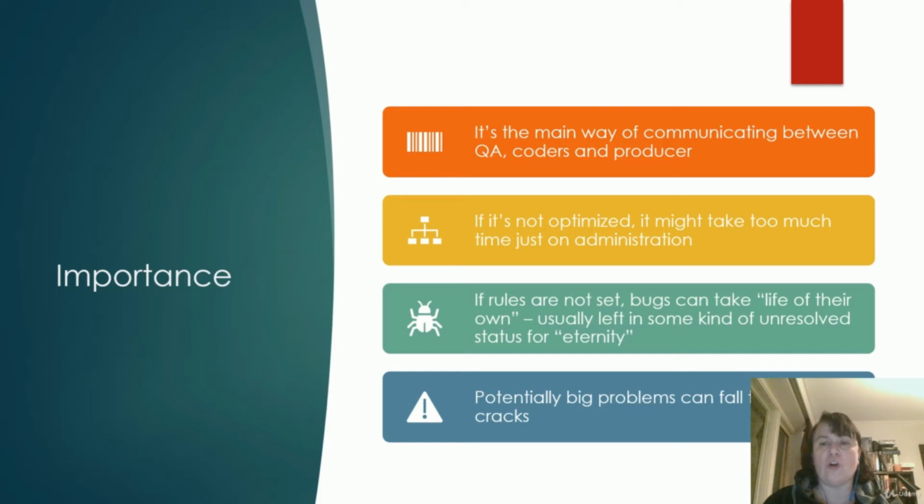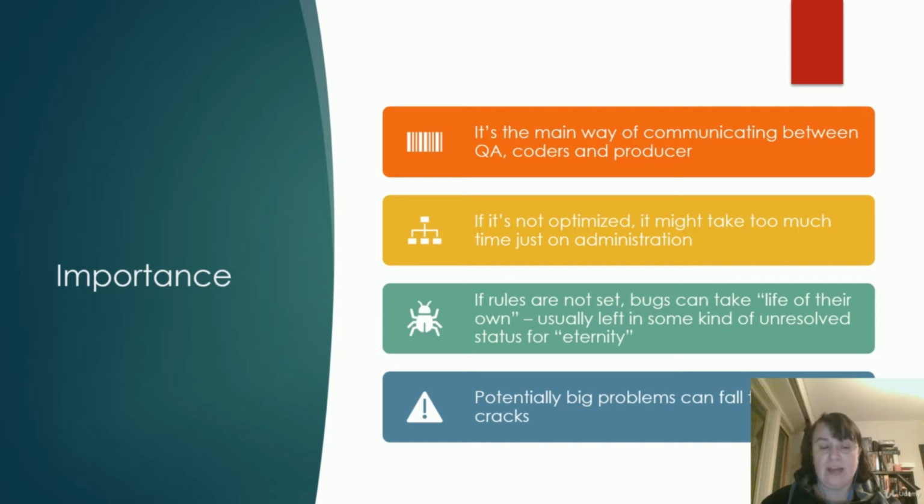Also, if the bug flow is not optimized, it can take a lot of time just to administer it. Sometimes it goes back and forth. You will have to have multiple meetings, and it can eat up a lot of time, especially in bigger teams. Like I worked with QA on a really large team, and the administration of bugs took 80% of my time and a big chunk of development time as well. And it's not the time best spent.